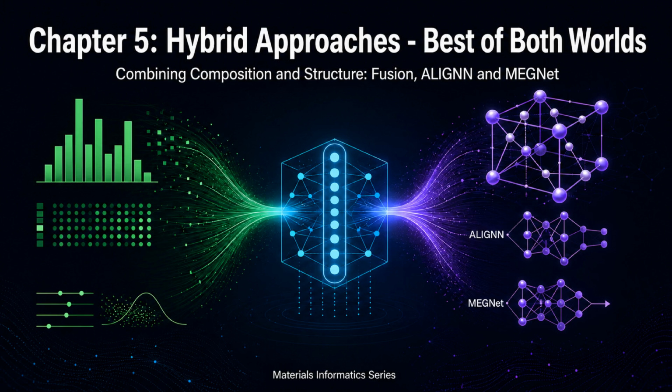Welcome to Chapter 5, where we explore hybrid approaches that integrate composition-based and GNN structure-based features. In Chapter 4, we saw that each approach has distinct strengths. Composition features are data efficient, while GNN features capture structural information. Now we'll learn how to combine them to get the best of both worlds.